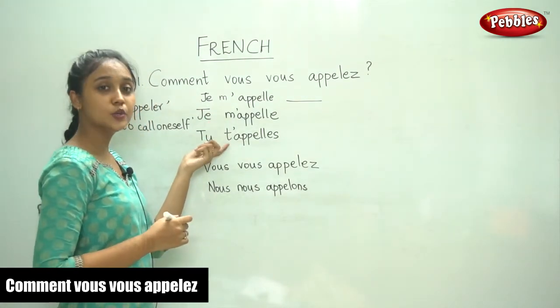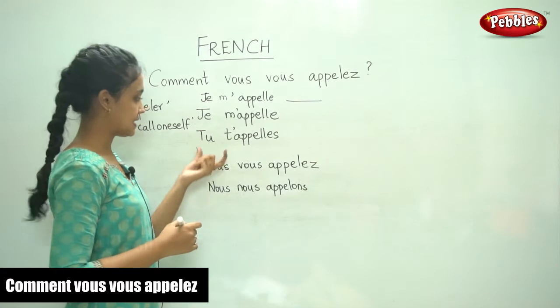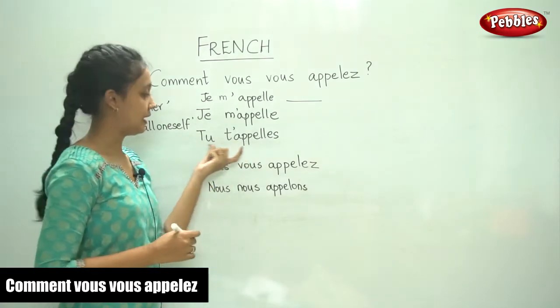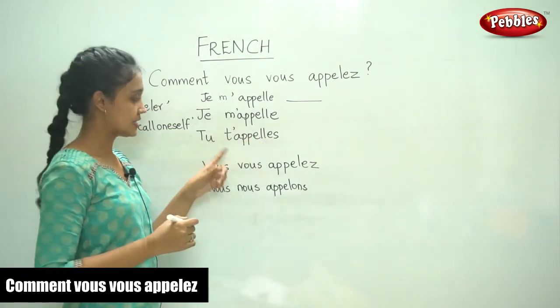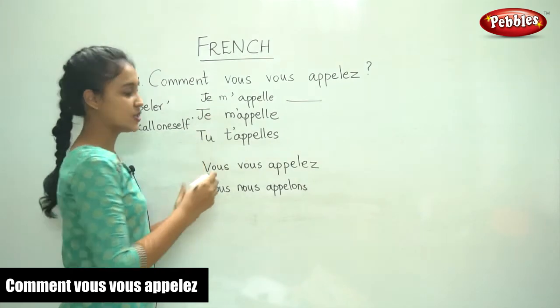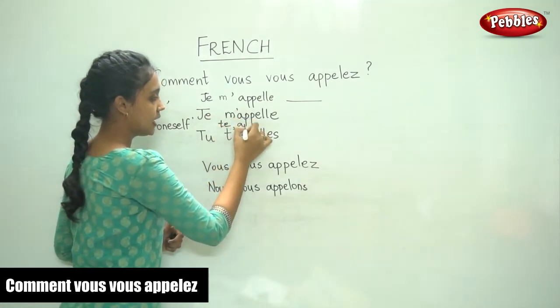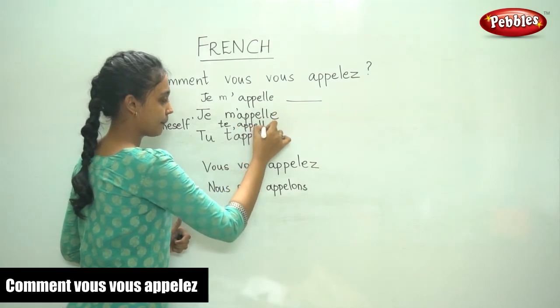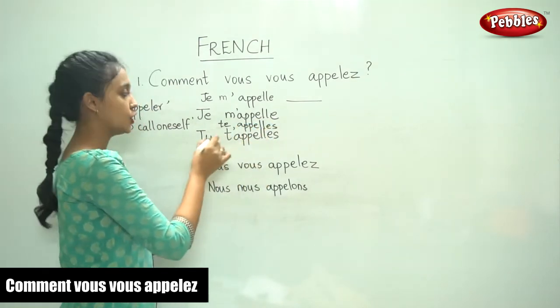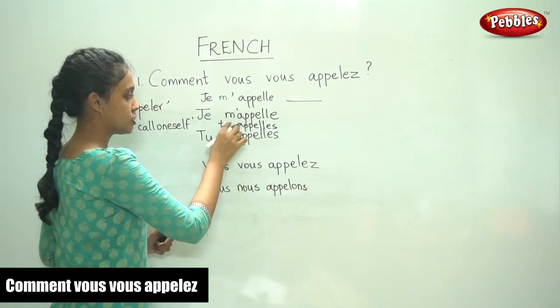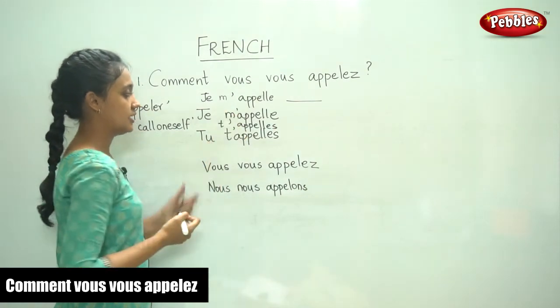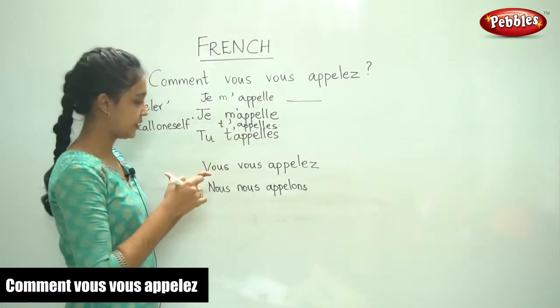Similarly, when you're using it for the second person singular, tu t'appelles, your name is. Similar to the first one, here it is actually tu t'appelles. You call yourself. So because of the vowel clash, it is tu t'appelles.